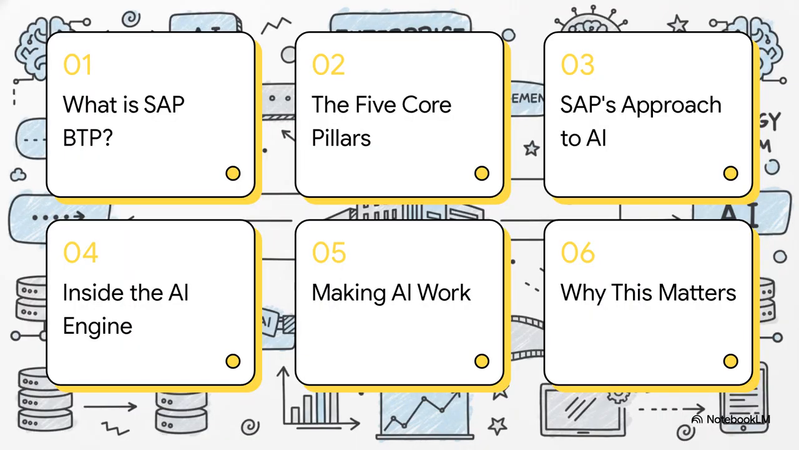So, to get our heads around all this, here's our game plan. First, we'll cover the big picture. What even is BTP? Then, we'll break it down into its 5 core pillars. From there, we're going to zoom right into their approach to AI, peek inside the engine, see how it all works in the real world, and then finally, we'll wrap up with why any of this actually matters.